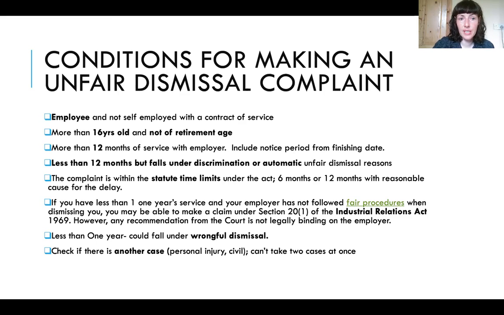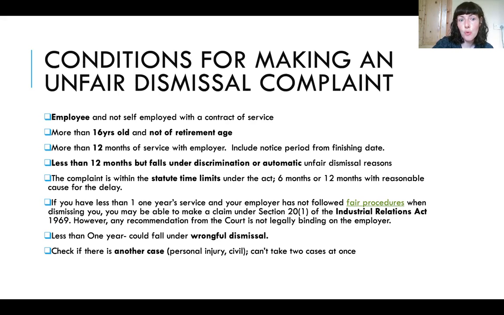You have to be over 16 years of age and not of retirement age. You also have to be working for the employer for more than 12 months, which is a really key thing to remember when you're helping people or talking to people about unfair dismissal. Often you'll have someone who's dismissed after 3 months with no notice or no reason, but they can't take a case because they're not there for more than a year. Less than 12 months is allowable, but it has to be because of one of the automatic reasons we just talked about, or because there is discrimination, which is one of those as well.